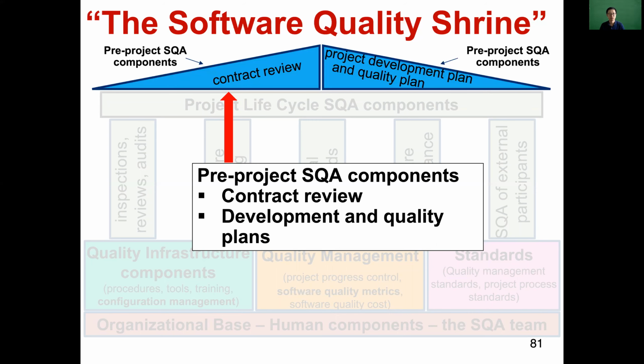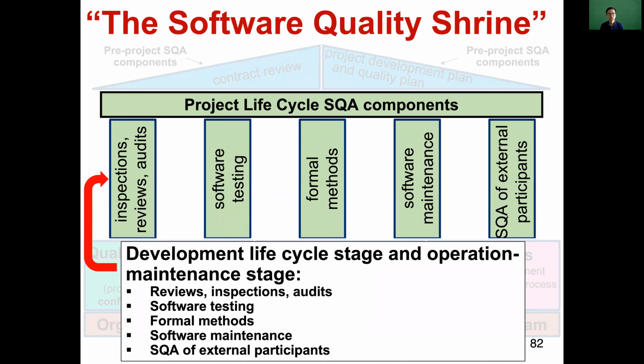The second part of the architecture is project lifecycle SQA components. These components are performed at a stage of development lifecycle and operation maintenance. In this stage, we do several different types of SQA activities, which include software inspections, reviews, and audits. In this way, the experts and software developers would look at the source code and the documents to understand the quality. The second activity is software testing: run the test cases to see the results. Formal methods is to apply mathematical verification on the software.